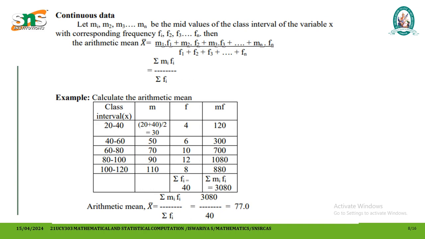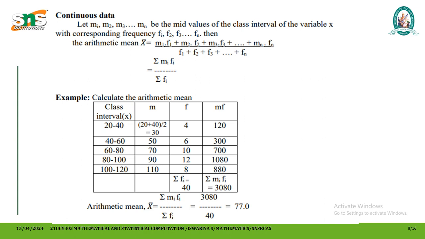For continuous data, the formula is x bar is equal to summation fm by summation f. We have to calculate the arithmetic mean values. For continuous data, the data will be given in terms of class intervals. The class intervals are 20 to 40, 40 to 60, 60 to 80, 80 to 100 and 100 to 120. For this we have to find the mid values for these class intervals.